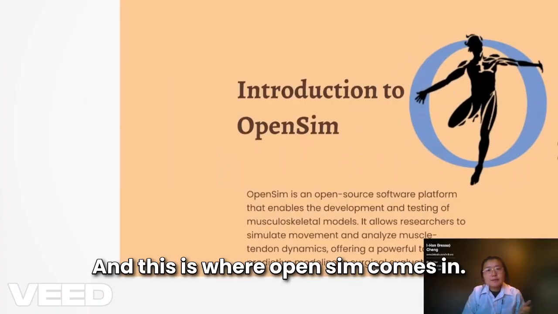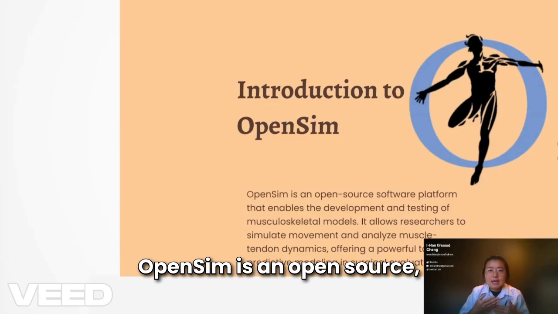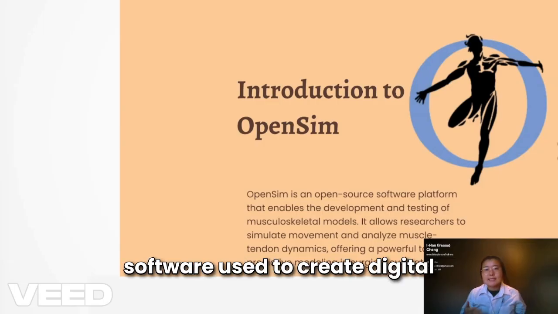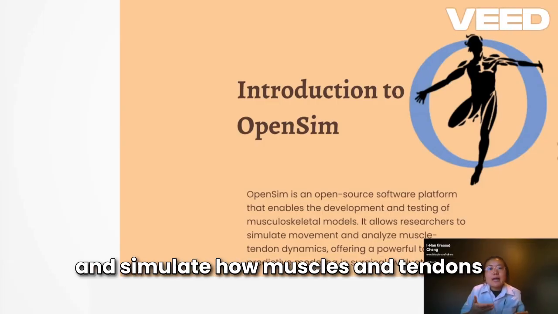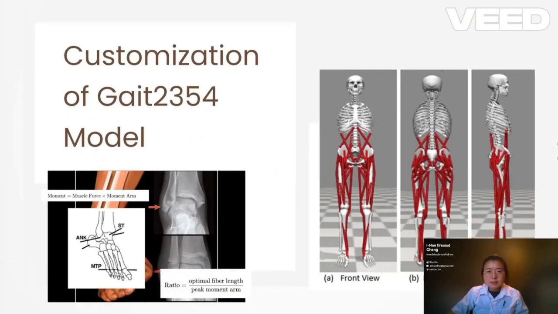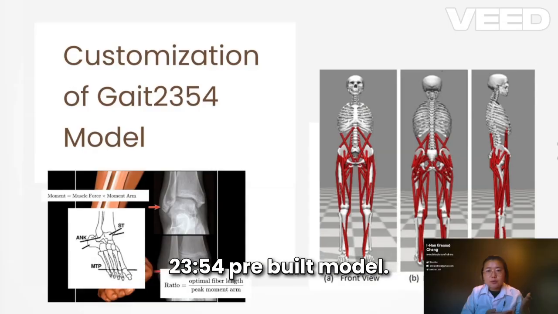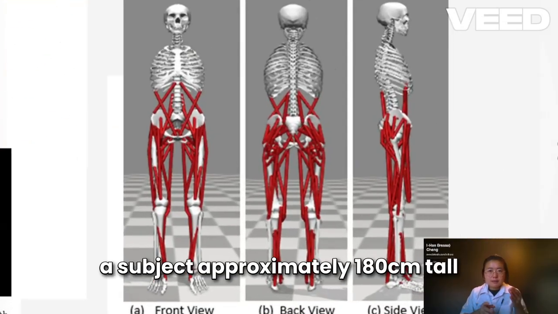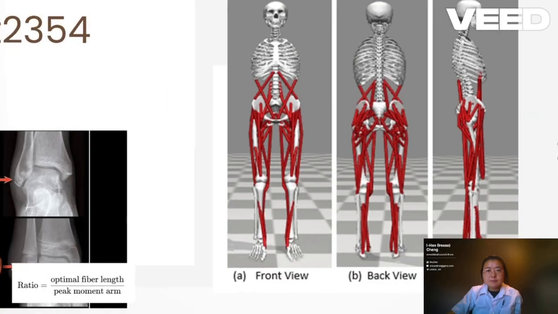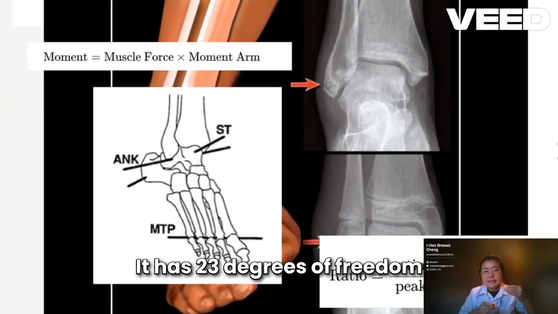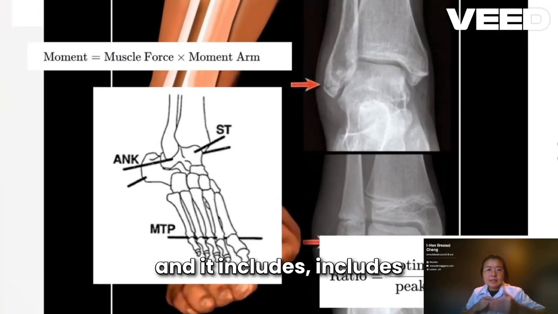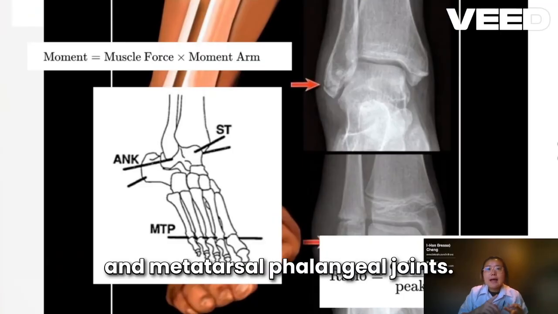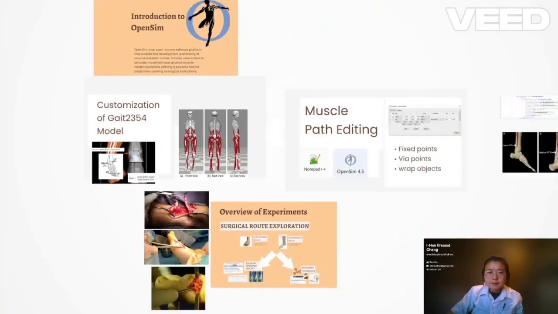And this is where OpenSim comes in. OpenSim is an open source software used to create digital models of the human body and simulate how muscles and tendons behave during movements. My project was based on the Gait2354 pre-built model. This model represents a subject approximately 180 centimeters tall with a body mass of 75 kilograms. It has 23 degrees of freedom, and it includes the ankle, subtalar, and metatarsophalangeal joints.